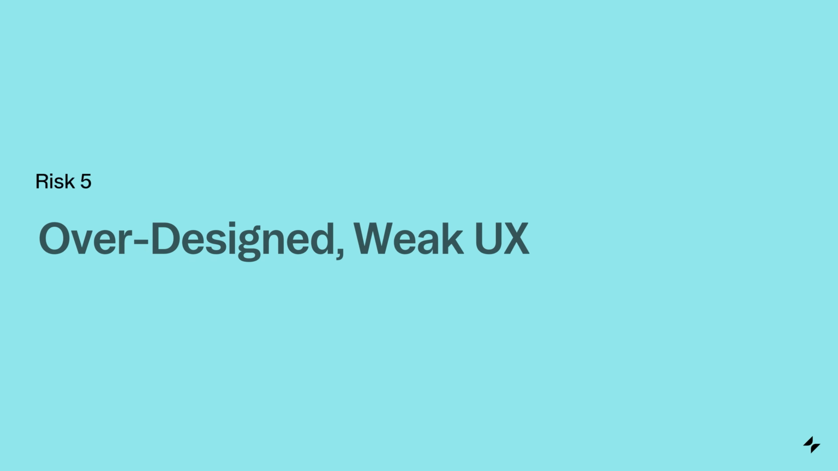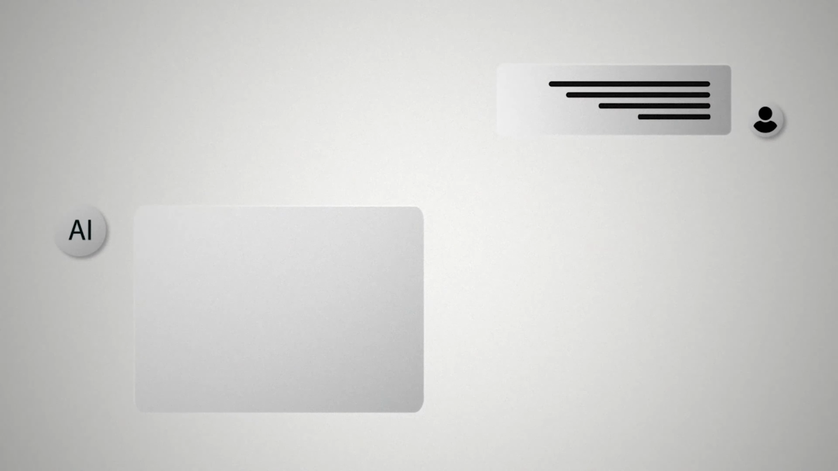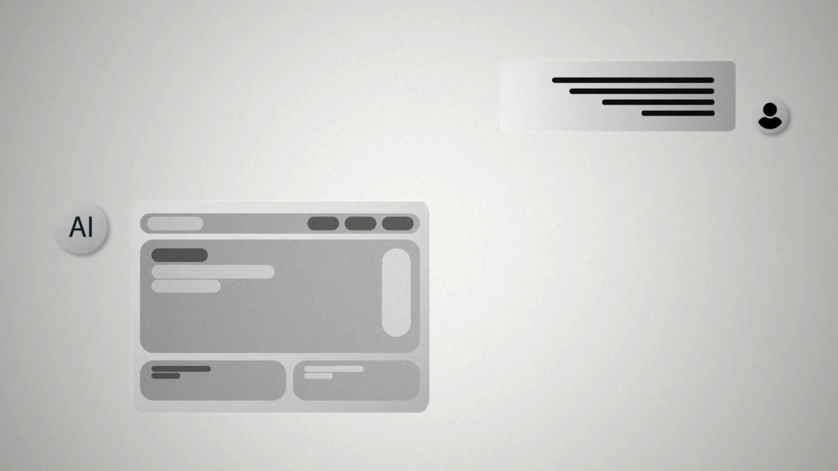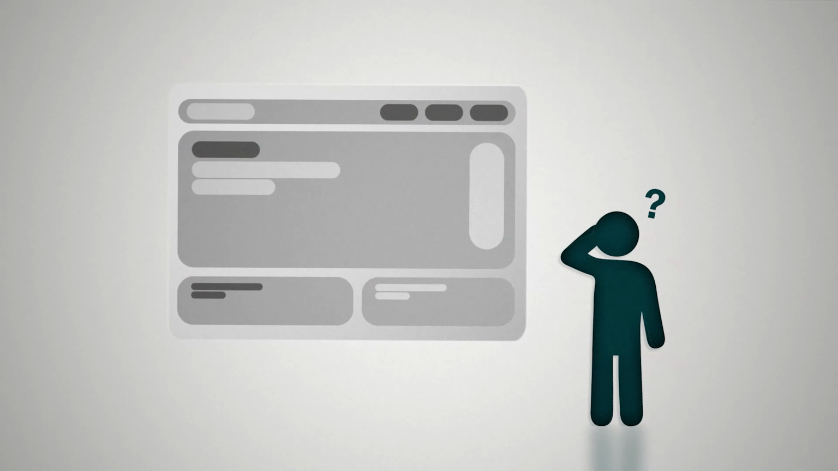Risk number 5, overdesigned, weak UX. And finally, design. AI can make apps look flashy really fast, but flashy doesn't mean user-friendly. Vibe coding often adds extra features or complex layouts that you never asked for. The result, an app that looks good in demos, but feels clunky, confusing, and slow for real users. Good design still needs human judgment.